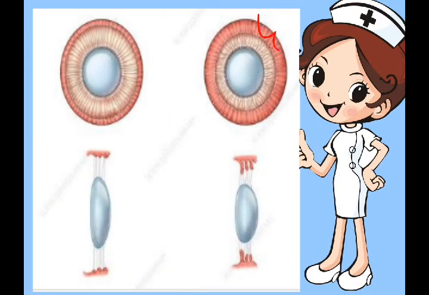This was the ciliary muscles, so it helps in the contraction of the ciliary muscle. The rest of the two drops are used to widen the pupil.